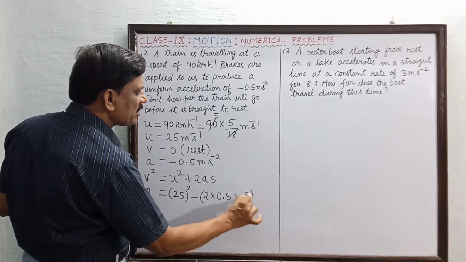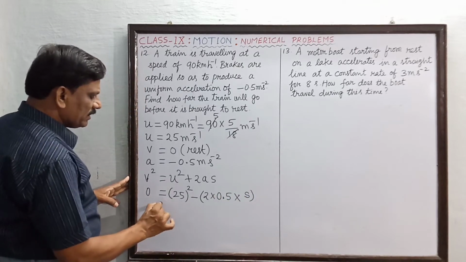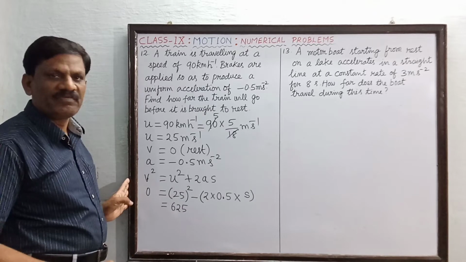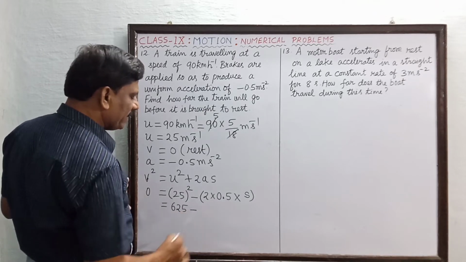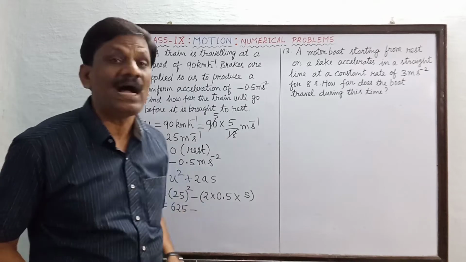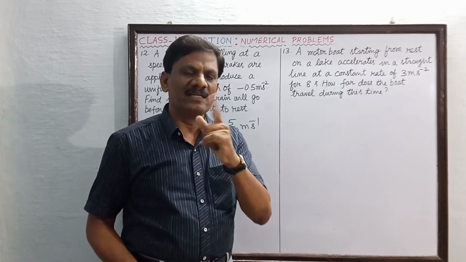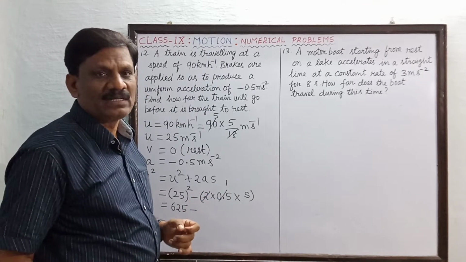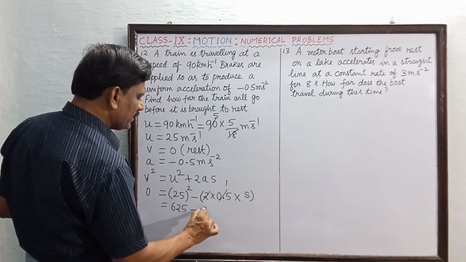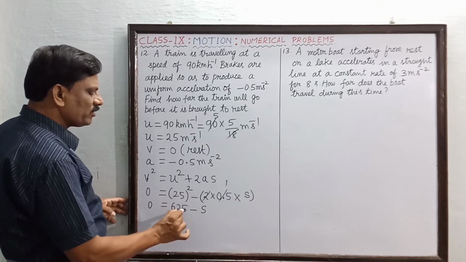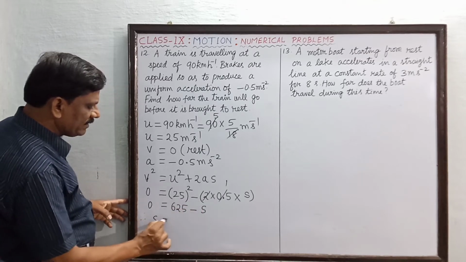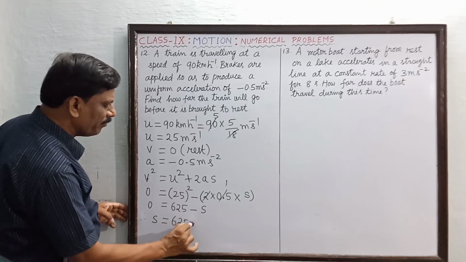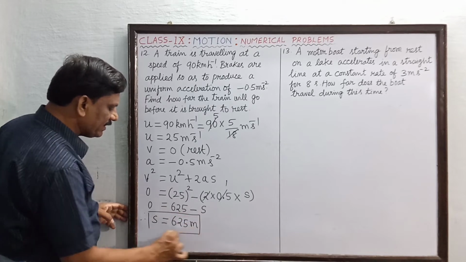Into the distance traveled. So this is equal to 25 into 25, which is 625, minus 0.5. 0.5 is how much? Half, is it not? So 0.5 into 2, if you multiply, means it is 1. Understand? 1 into s is s. So, 0 is equal to 625 minus s. Therefore, s is equal to how much? Minus s comes to the left as s. So, 625 meters. This is the answer.